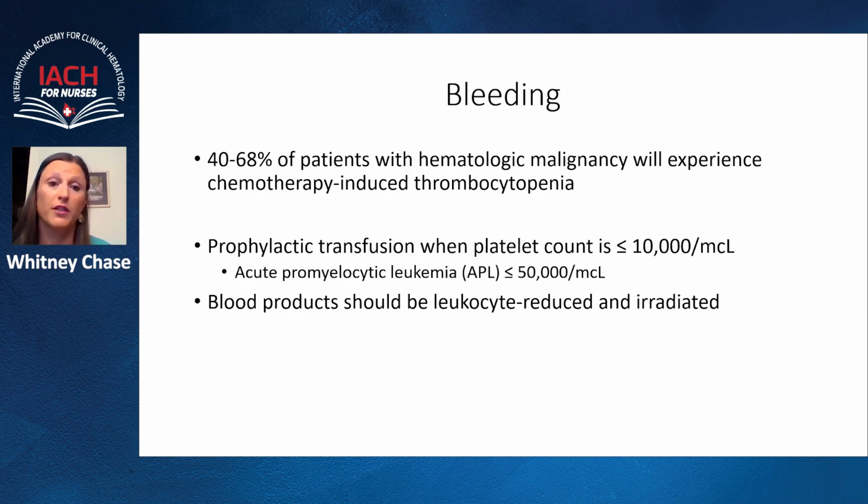Blood products should be leukocyte reduced and irradiated. Leukocyte reduction is just what it sounds like. It removes most leukocytes from donated blood, thereby reducing the risk for febrile transfusion reactions and alloimmunization to HLA donor antigens, and reduces risk for infections like CMV. Irradiation uses X-rays or gamma rays to inactivate any remaining T lymphocytes in the donor blood, which thereby helps prevent transfusion-associated graft-versus-host disease.